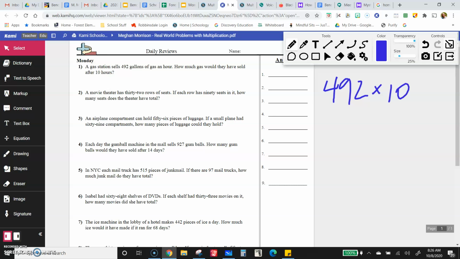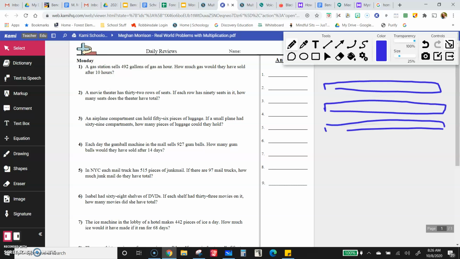A movie theater has 32 rows of seats. If each row has 90 seats in it, how many seats does the theater have total? So I can think, okay, I have 32 rows. In this case, I'm not going to draw them all, but I have 32 of them, and each row has 90 seats in it. Well, I'm repeating 90 over and over and over 32 times, so I can just do 90 times 32. And remember, using what you did last lesson, you can do 9 times 32 and then add that 0 on once you are done.